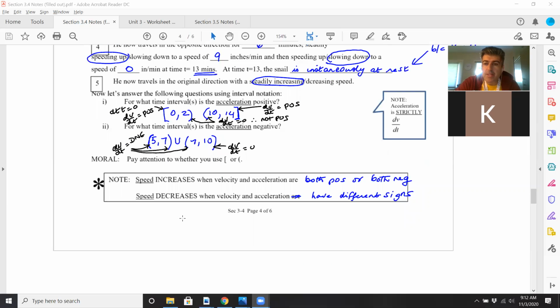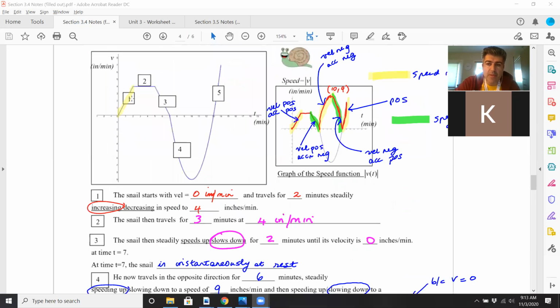Now, your speed is increasing, so you're going faster when the velocity and acceleration are the same sign. So when your velocity is negative and the derivative of the velocity graph is also negative, you're going faster in the opposite direction. For interval 1, you're definitely accelerating.